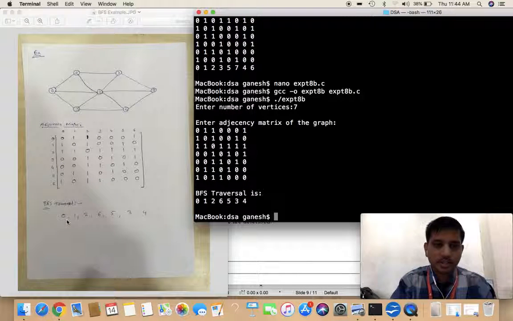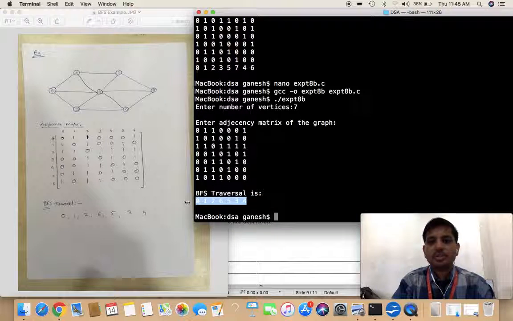Okay, so here we get the same answer, 0 1 2 6 5 3 4, and here we are also getting the same answer. So in this way you have to construct your own graph and check whether you are getting the same output that you calculated manually. Okay, thank you very much.